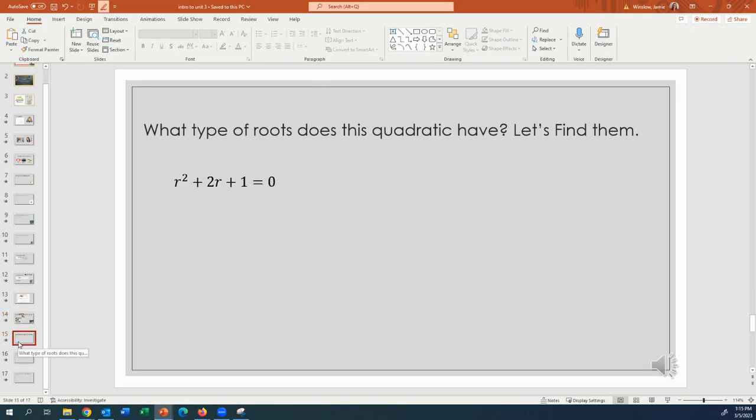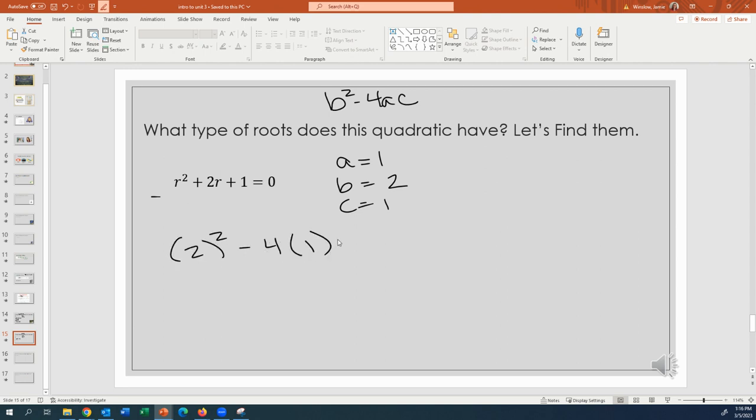All right, let's look at another one. I'll put it up here. Again, we have this in standard form. So a is 1, b is 2, c is 1. And we'll just plug it in. 2 squared minus 4 times 1 times 1. And you get 4 minus 4, which is 0.